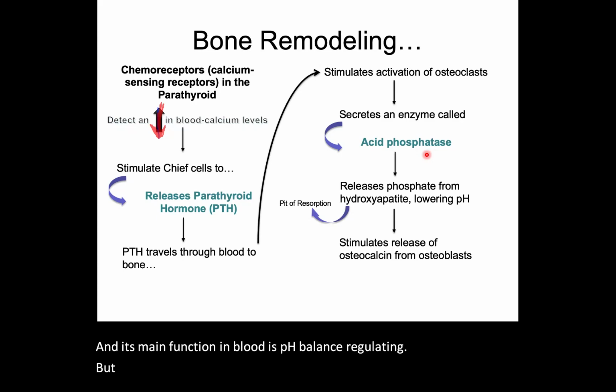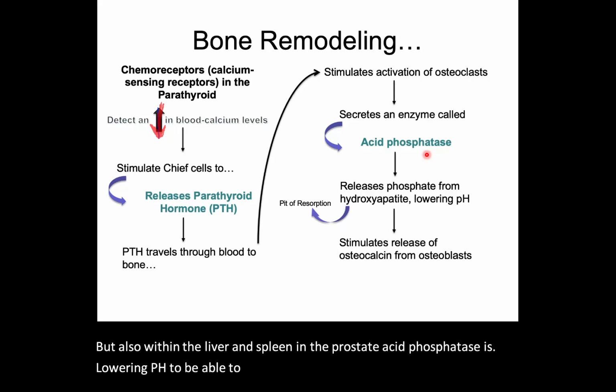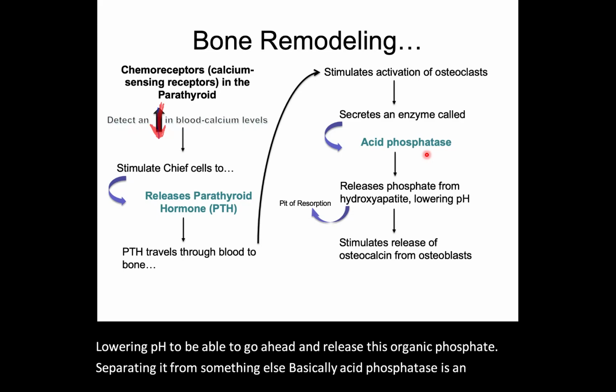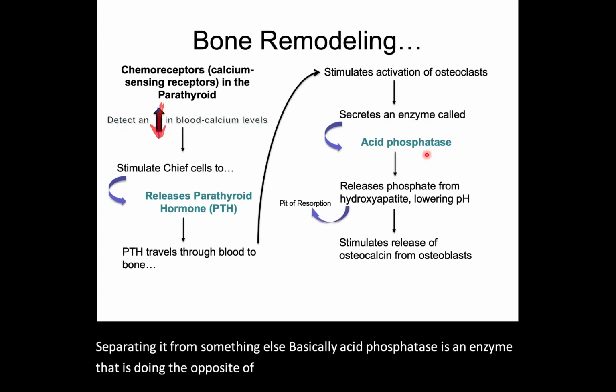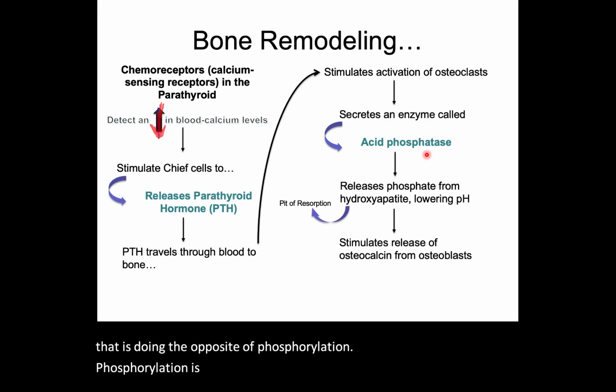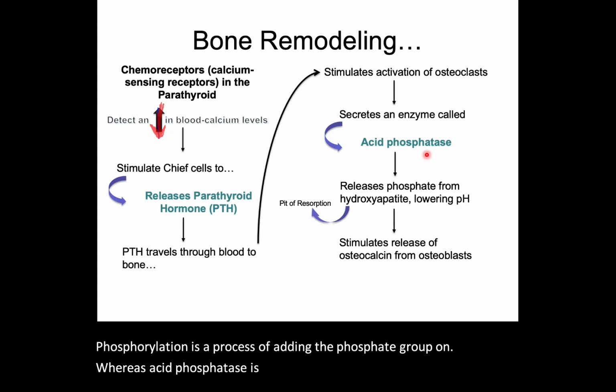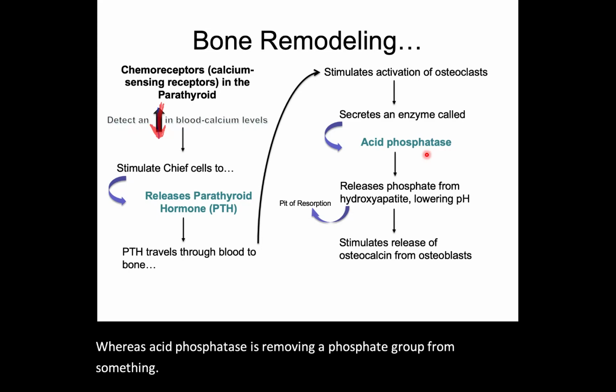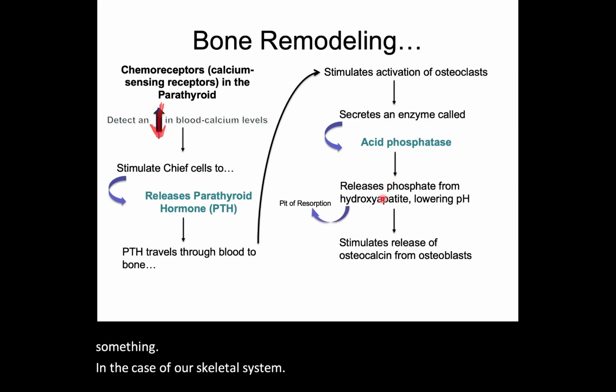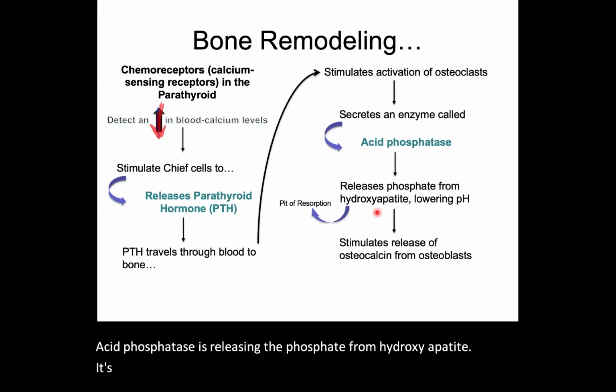But also within the liver and the spleen and the prostate, acid phosphatase is lowering pH to be able to go ahead and release this organic phosphate, separating it from something else. Basically, acid phosphatase is an enzyme that is doing the opposite of phosphorylation. Phosphorylation is a process of adding the phosphate group on, whereas acid phosphatase is removing a phosphate group from something. In the case of our skeletal system, acid phosphatase is releasing the phosphate from hydroxyapatite. It's releasing the phosphate from the calcium phosphate.